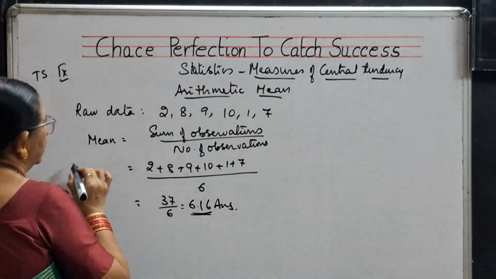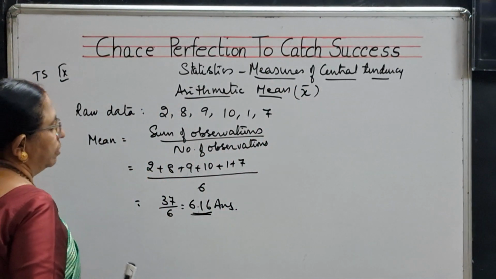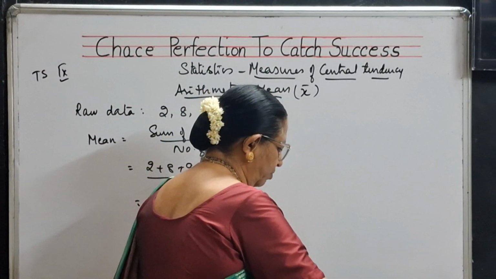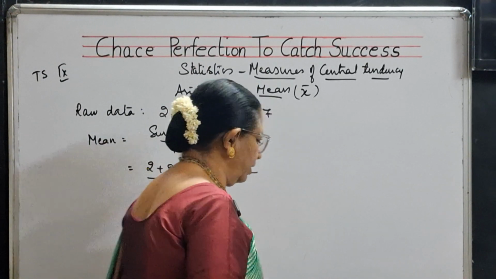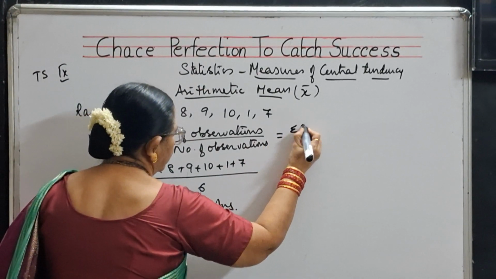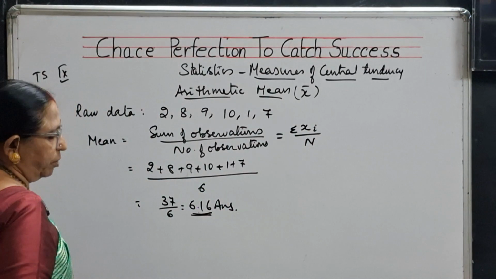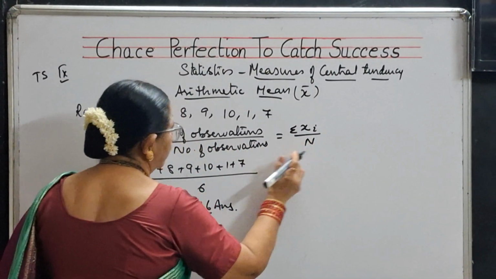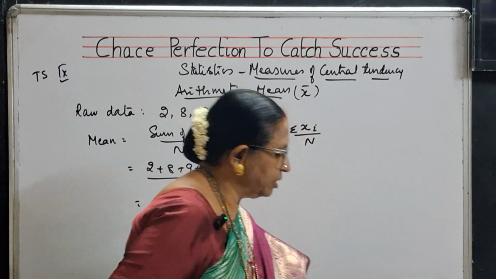Usually mean is symbolized as x bar. This is the symbol of mean. This is a small example children that I have given. I am going to deal with the problems that are there here. Sum of observations by number of observations can also be written as sigma xi by n, where sigma xi is considered as sum of observations, n is considered as number of observations. Just note it down as an introduction children.